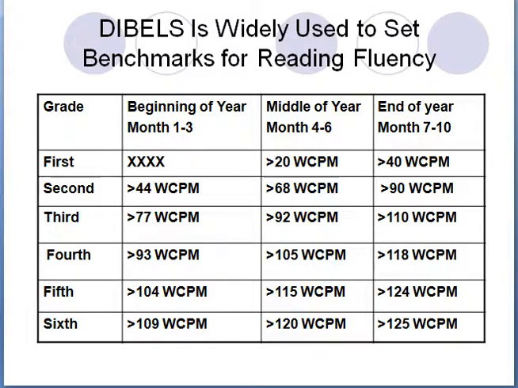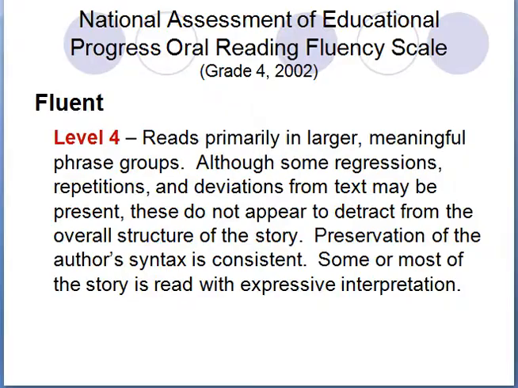It is interesting to note that in moving from grade 2 to 3 and grades 3 to 4, etc., the benchmarks have been adjusted to drop from the end of the school year to the beginning of the next school year to help compensate for summer loss. Where DIBELS looks exclusively at reading speed, NAEP's 4 levels of fluency also takes into account how the text is read, and this can be a very helpful tool for teachers and parents.